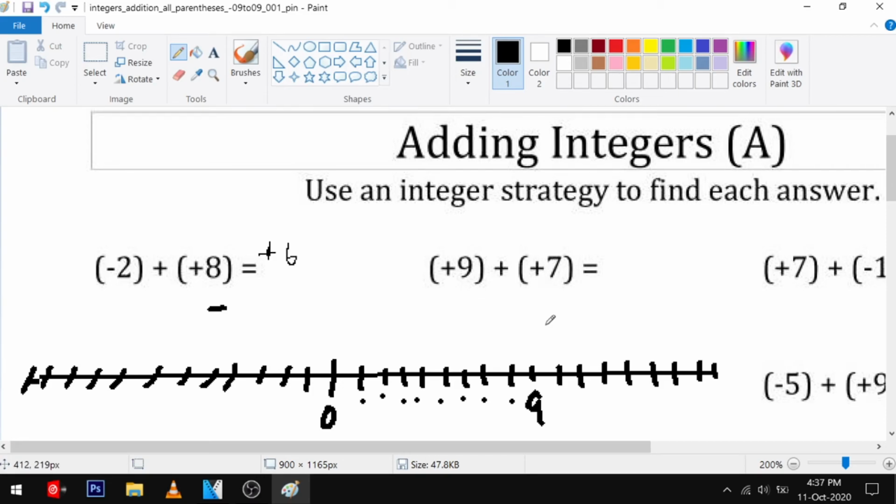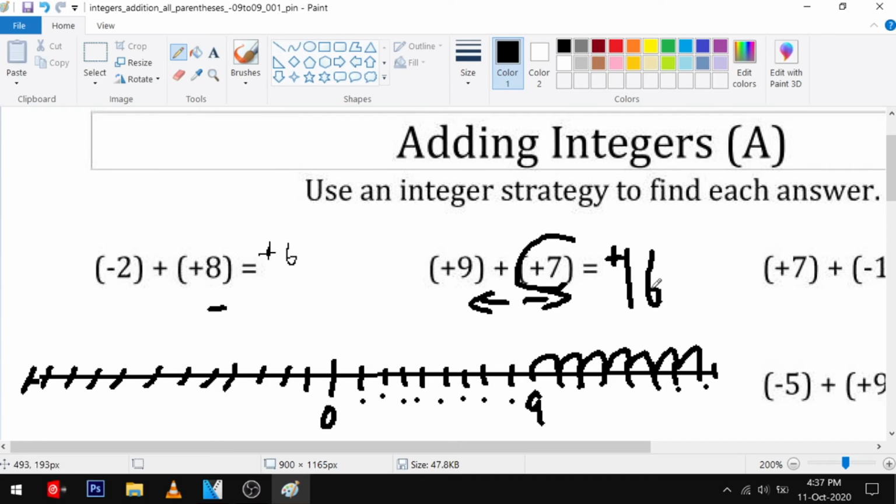Okay. So do I move to my left or do I move to my right? Because this is a positive number, I want to move to my right. How many times? 7 times. So 1, 2, 3, 4, 5, 6, 7. Where do we stop? 9, 10, 11, 12, 13, 14, 15, 16. So this becomes +16. Okay. Now I wanna do one more with you.